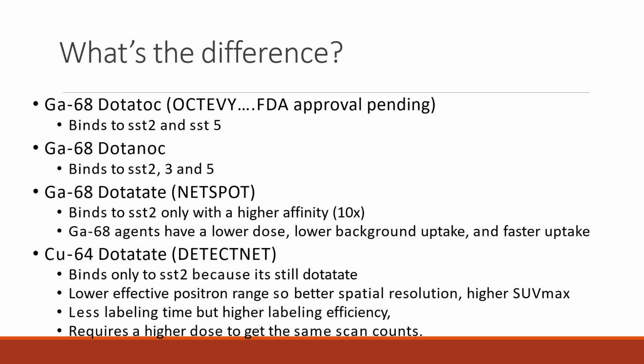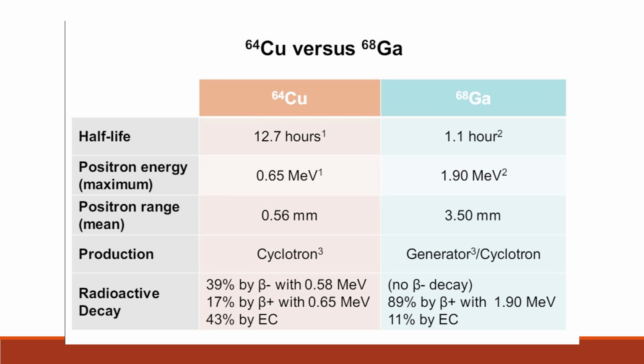So higher dose to the patient, lower count density, which is why you take the images for longer, right? So this is another chart just comparing the two. You see that the effective positron range is 0.56 millimeters for copper, but 3.5 millimeters for gallium.